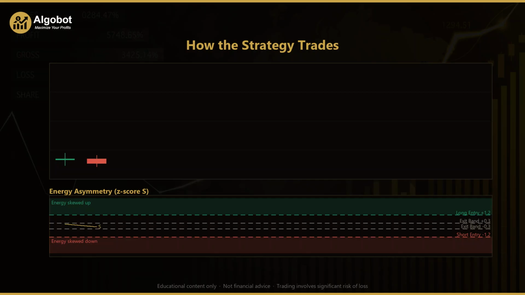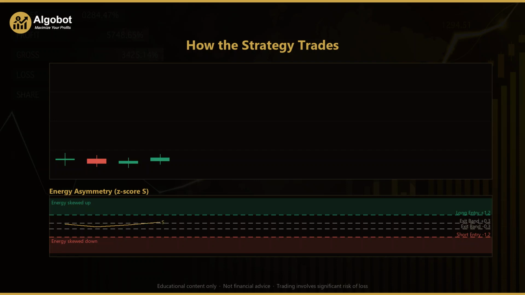Now let's bring it all together on the chart. Below the candles you can see the strategy's own energy asymmetry reading plotted as an oscillator, moving in standard deviation units. The dashed lines mark the long entry level at plus 1.2 sigma, the short entry level at minus 1.2 sigma, and the narrow exit band around 0. Watch how the reading, not the price alone, drives every decision.